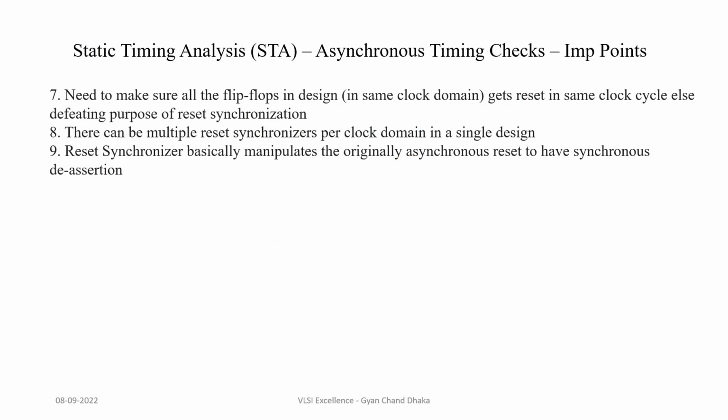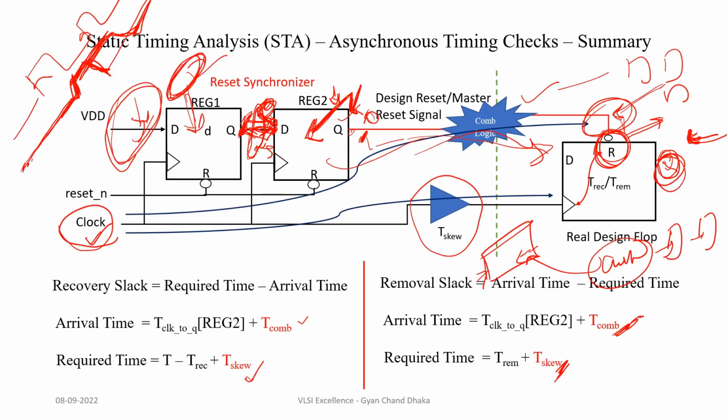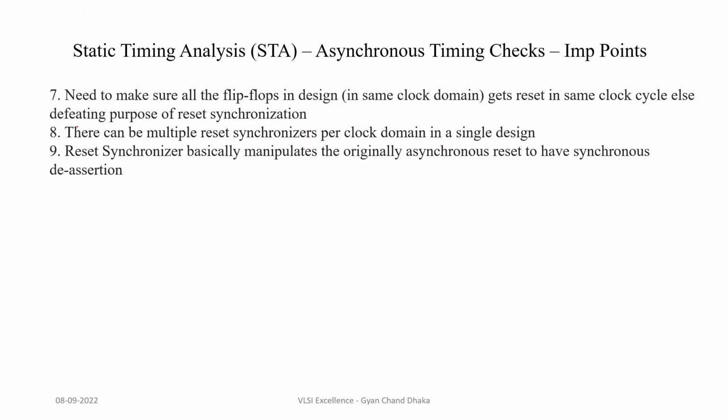And as I said, the reset synchronizer here is manipulating the original asynchronous reset to have a synchronous de-assertion behavior. This is an external asynchronous reset, and during assertion, all the registers in our design are resetting asynchronously. But during the de-assertion, to avoid metastability problems, we have introduced this reset synchronizer. So this reset synchronizer is manipulating our asynchronous reset to work as a synchronous reset. That is the meaning of the 9th point.